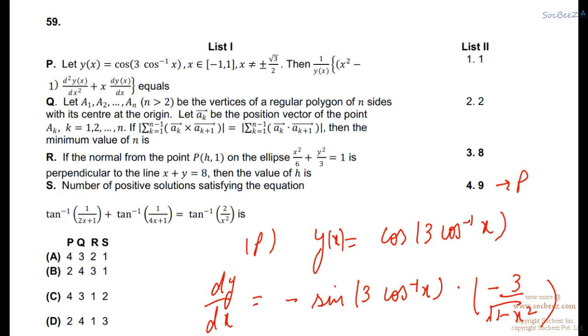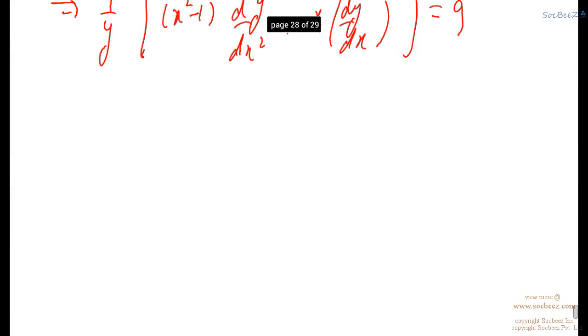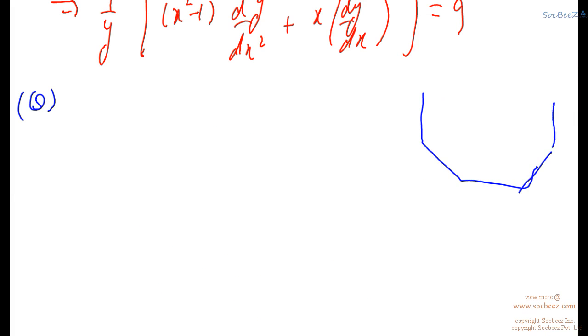Now Q is asking us, let A1, A2 to AN be the vertices of a regular polygon of n sides with its center at the origin. Let AK be the position vector of the point AK, K equals 1 to n. If the summation of the cross product is equal to the summation of the dot product, the minimum value of n is, suppose the sides are like this.